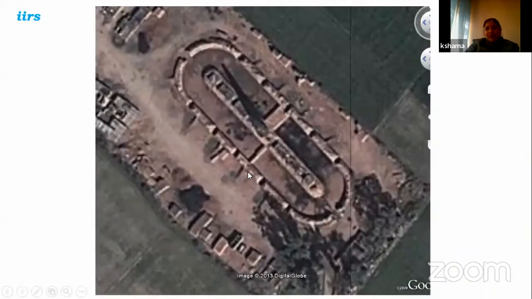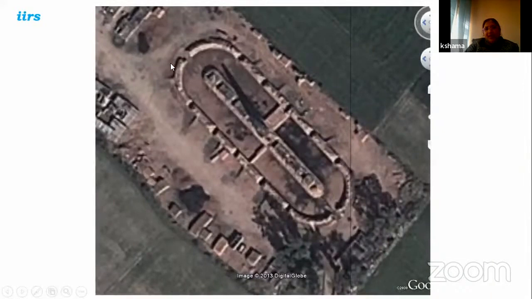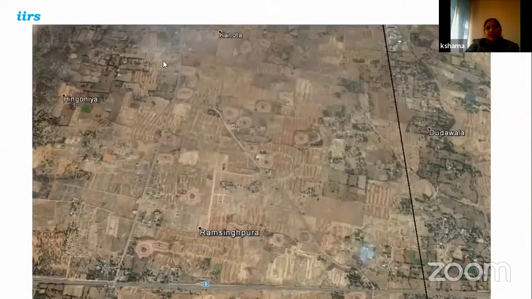Like here you can see this is a brick kiln. You can see a big chimney, the shadow of the big chimney here. And the peculiar shape of the brick kiln, either circular or elliptical. And here you can see a large number. See, this is an NCR region image where you can see the number of brick kilns.